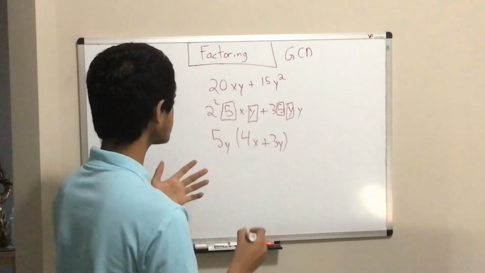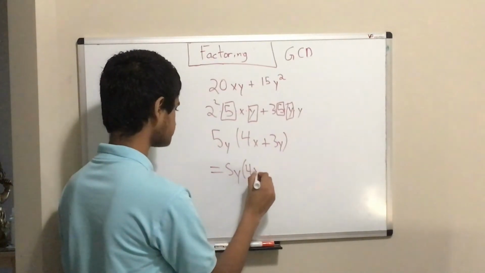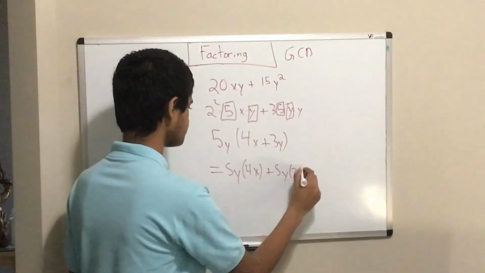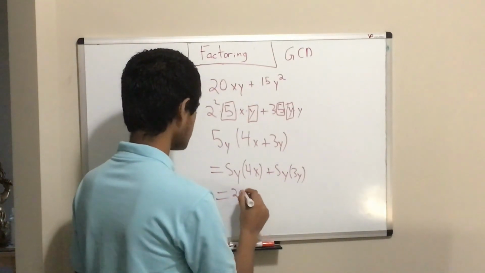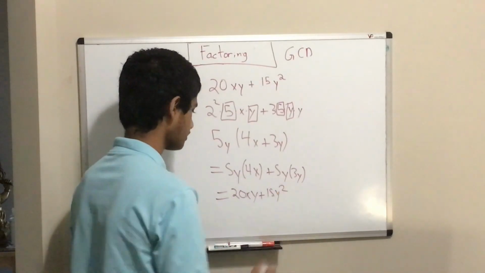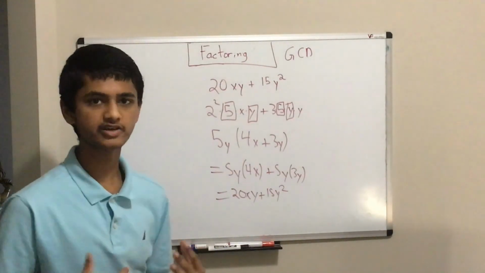And when we distribute this, it's going to be the same thing as 5y times 4x plus 5y times 3y, which is just the same thing as 20xy plus 15y squared. So, as you can see, these two match, which means that our factoring was correct.